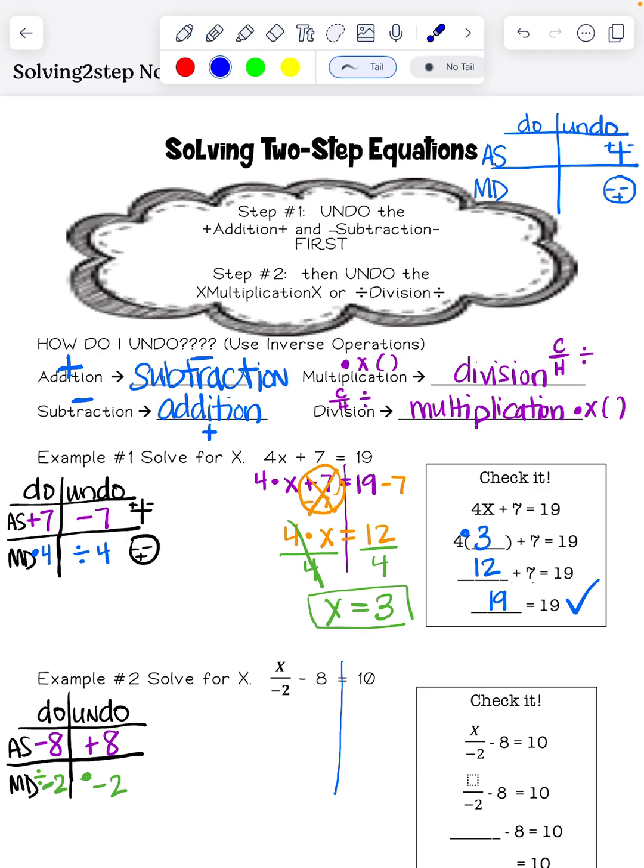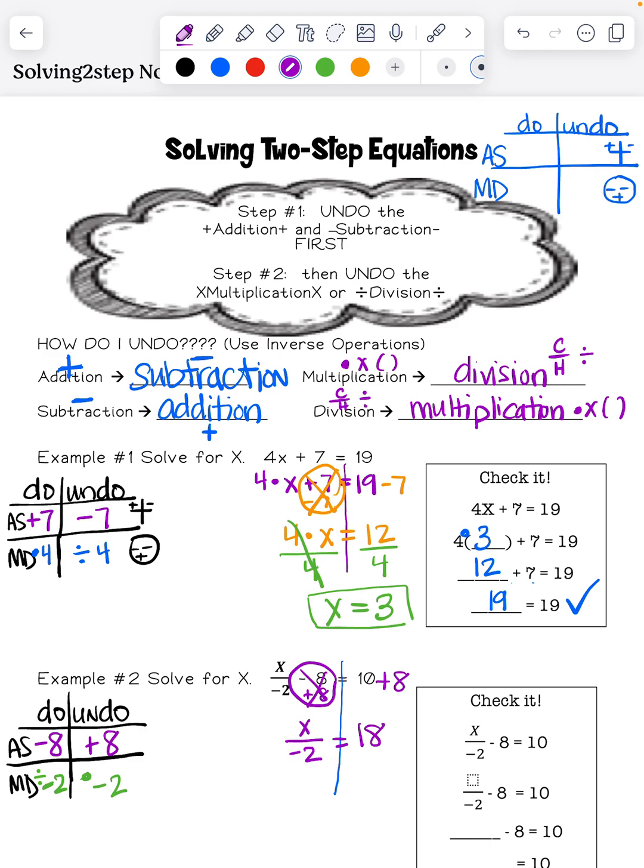So I'm going to come over here and say, okay, how do I get rid of subtracting 8? The way to do that is going to be plus 8. So if I do plus 8 here, what happens? This becomes 0. And I can't do it to just one side, so I'm going to throw it on the other side as well. I'm going to rewrite what's left. So I have x divided by -2, and then 10 plus 8 is 18.